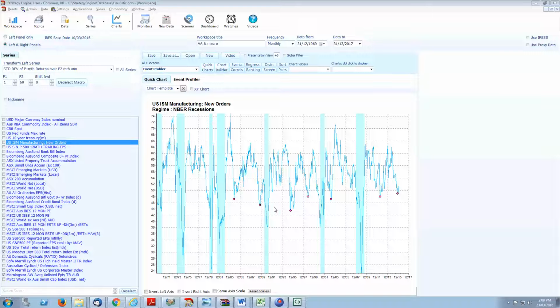However, there have been 7 other occasions where it's actually dipped below 50. This is the new orders index, and these have occurred in 1984, 89. We'll have a look at these shortly, but you can see them there on the screen, where the ISM new orders has dipped below 50 but subsequently risen. So we're interested in just investigating what has happened to markets in those situations.